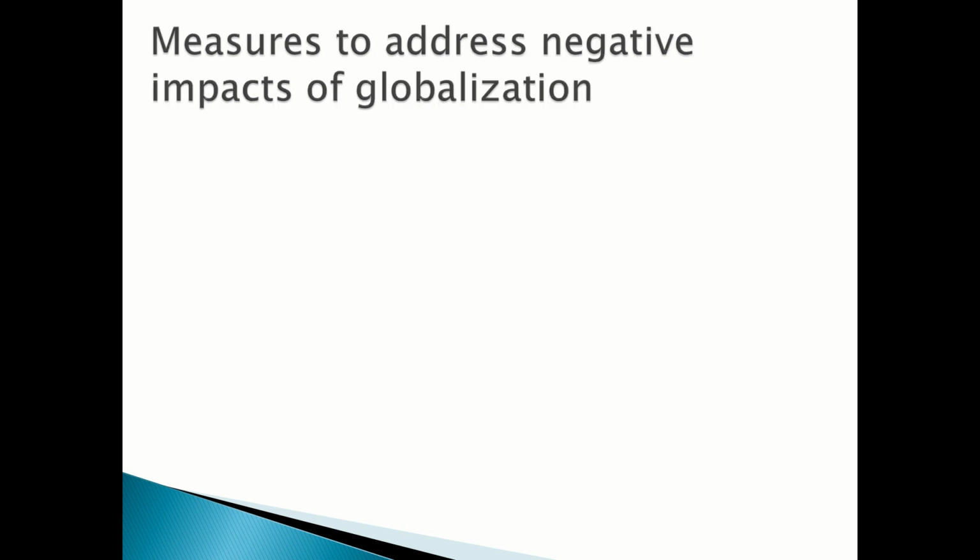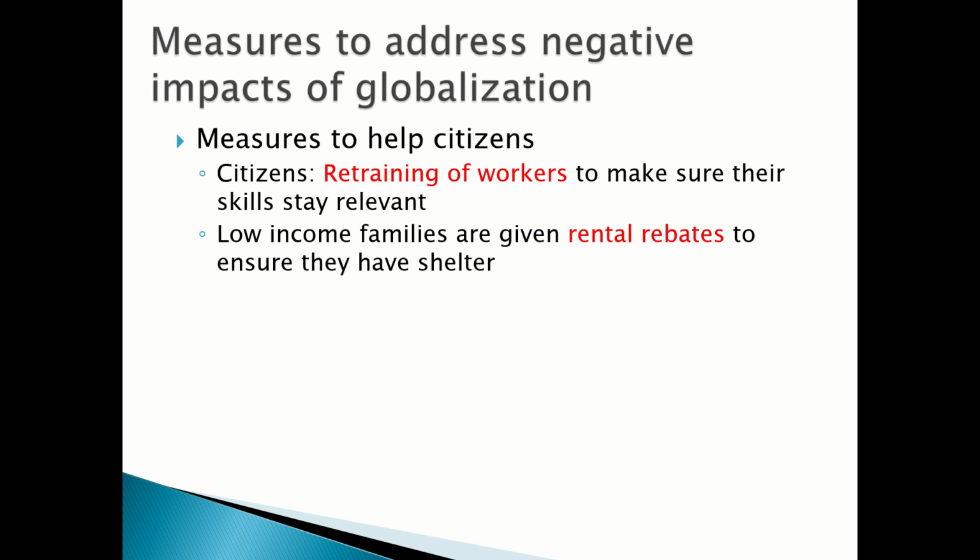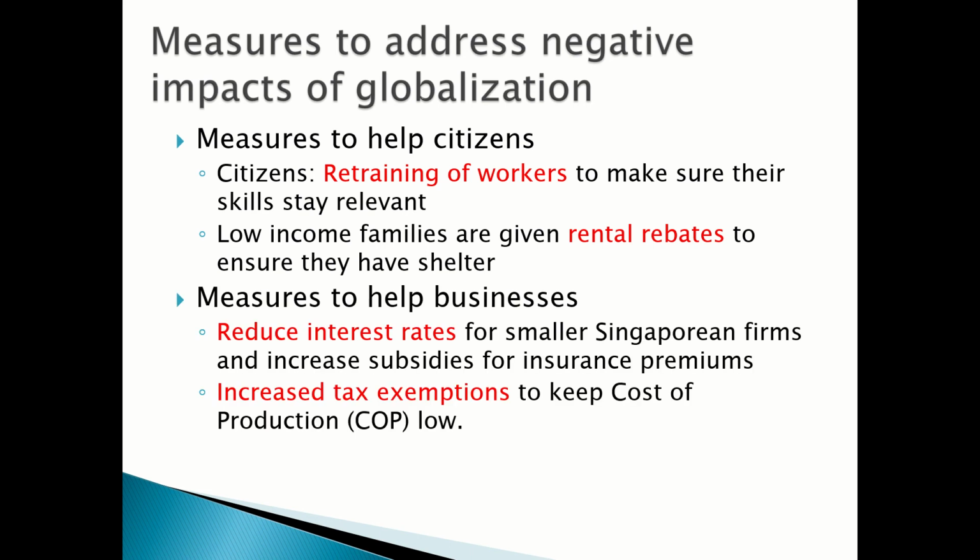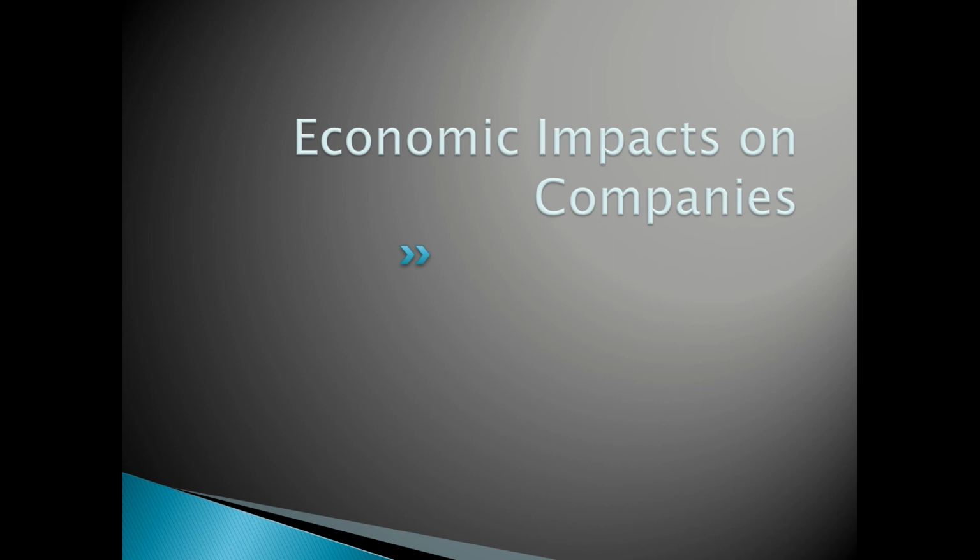So what are the measures to address the negative impacts of globalization? From the government side, the government puts in measures to help citizens, where they retrain workers to make sure that they're always relevant in a moving economy. Low-income families are given rental rebates to ensure they have shelter, or whatever form of financial help that they need. For businesses, they will help to introduce policies to help local businesses, like reducing interest rates, increasing tax exemptions, and things like that. So now you're talking about companies.